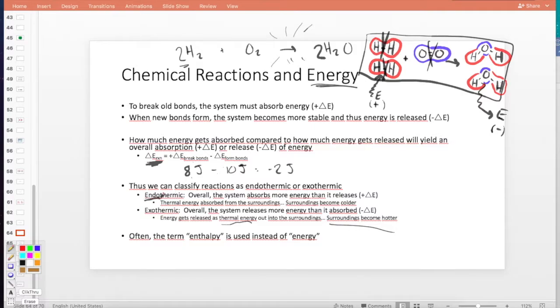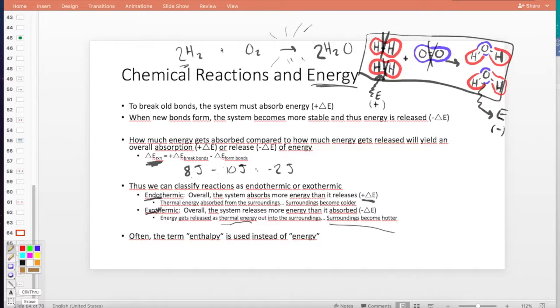These prefixes, by the way, make sense. What does endo mean? It means inside. Energy is overall flowing inside the system. There's a positive delta E. My system experiences an increase in energy. It took more energy in to break those old bonds.